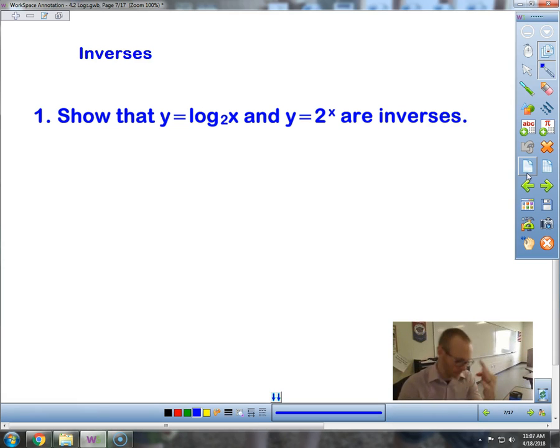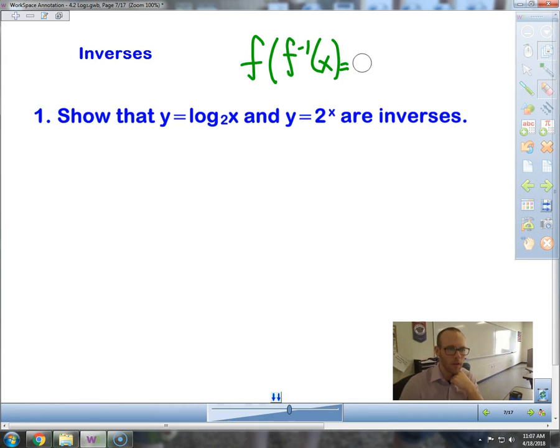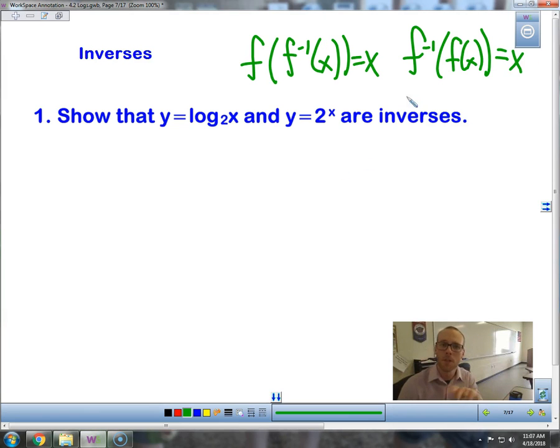The third thing is that, I'll write it up here on the board, f of f inverse of x equals x. That they cancel each other out when I write them as a composition. Also, f inverse of f of x equals x. When I substitute one into the other, they will cancel out, leaving just x. This is what I want to use here to show that these really are inverses. I have y equals the log base 2 of x, and I have y equals 2 to the x.